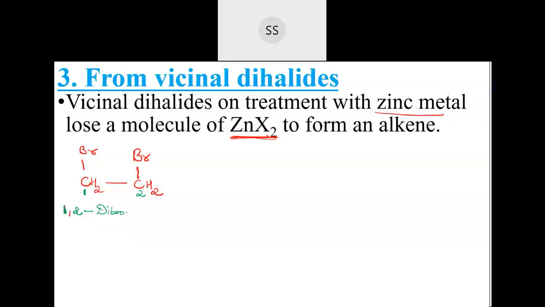Okay. So 1,2-dibromo, then 2 carbon atoms with a single bond. So it's ethane. We are taking 1,2-dibromoethane. This is made to react with zinc metal. I will just tell you how the mechanism proceeds, just for you all to know. Otherwise, the mechanism isn't important for you all.